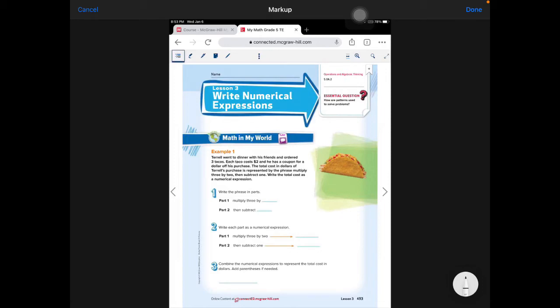Cox. We are on Chapter 7, Lesson 3, page 493 in your math books. This is called Write Numerical Expressions. Pretty much, you're going to listen to a story problem and have to pull out numbers to write a problem. Let's begin.